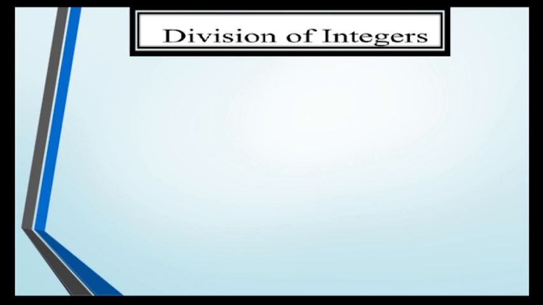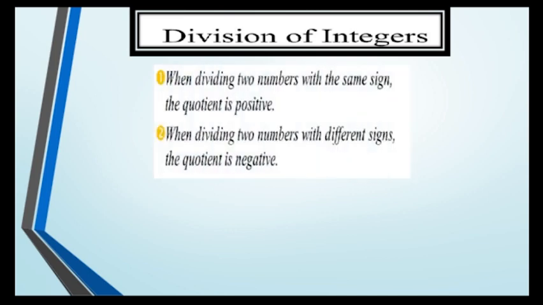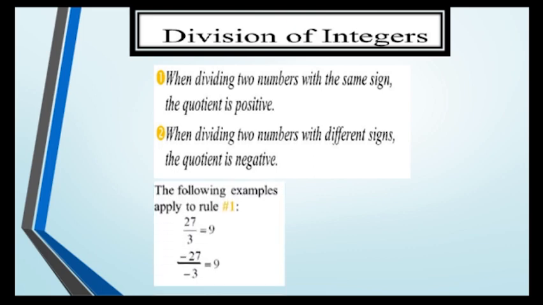After that, division of integers. If I divide any two integers with the same sign, what will we get? Quotient. That will be a positive quotient. If I divide with two different signs, the quotient will be negative only. Look at some examples here. There were two positive integers. If I divide here, we will get a positive quotient. Next example, when dividing two numbers with different signs, our quotient will be negative only.